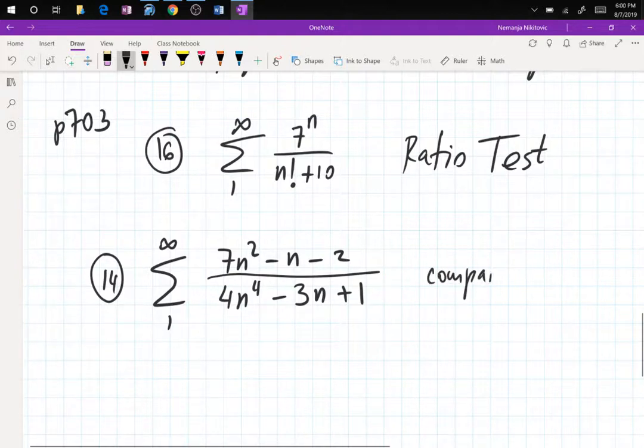Compare it to b_n equals 7 divided by 4n squared. So compare it to b_n, writing it down, 7 divided by 4n squared. And that's going to be convergent by p-series. So in the limit comparison test, they should converge. This problem should converge.